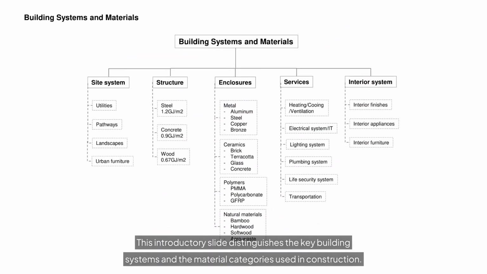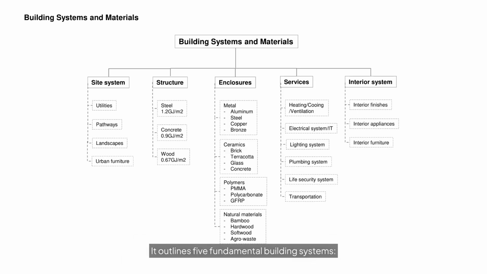This introductory slide distinguishes the key building systems and the material categories used in construction. It outlines 5 fundamental building systems: the site system, structure, enclosures, services, and interior system. Under each building system, there are materials and subsystems that serve specific functions within that system category. The diagram provides a framework for thinking about how a building is put together, the major systems that make up a building, the various material types from which those systems can be constructed, and finally, how these choices ultimately influence the building's overall environmental performance.